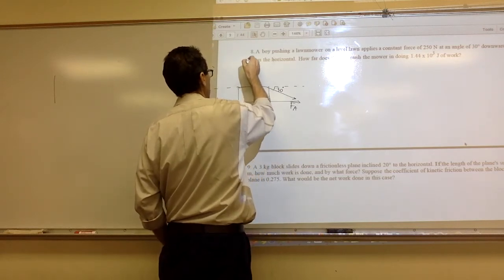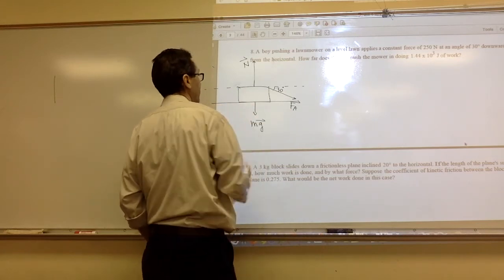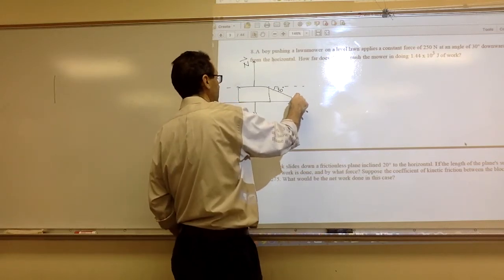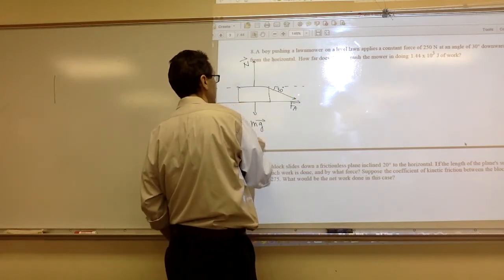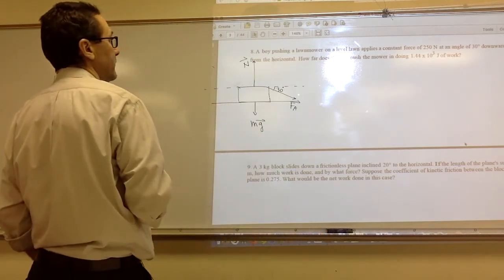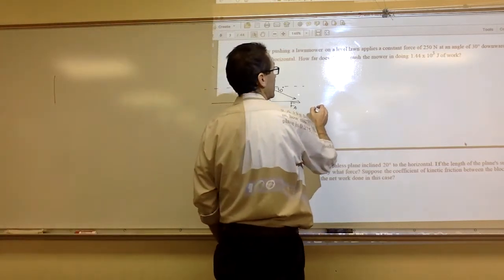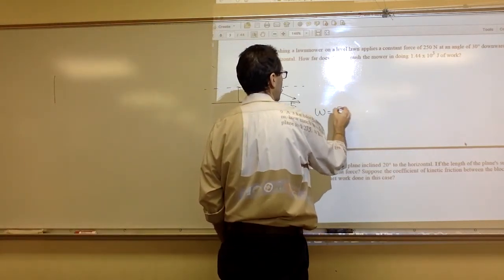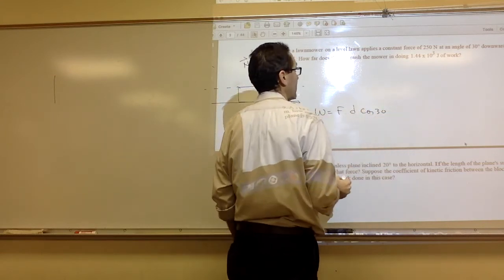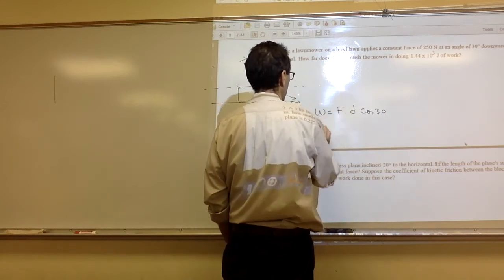Now the Fn here has to be bigger than the mg, because you're pushing down. So the y component of this Fa, plus the mg should add up to N. So if I want to do this, work is F times d cosine of, in this case, 30 degrees. So we're trying to find d.